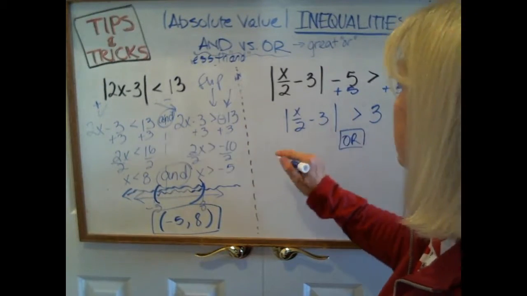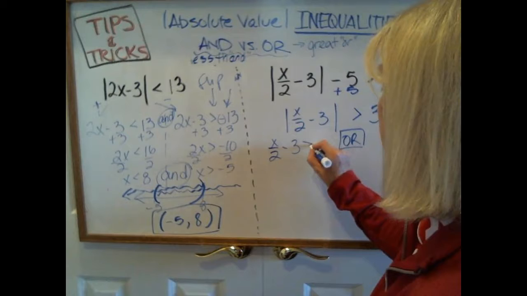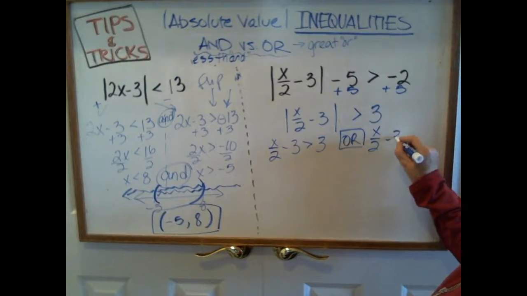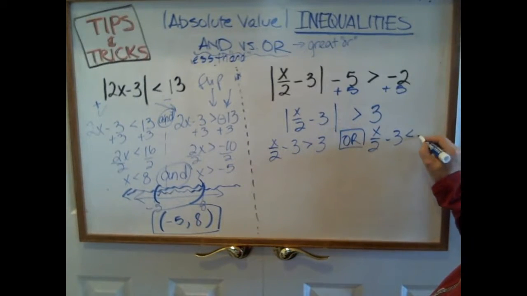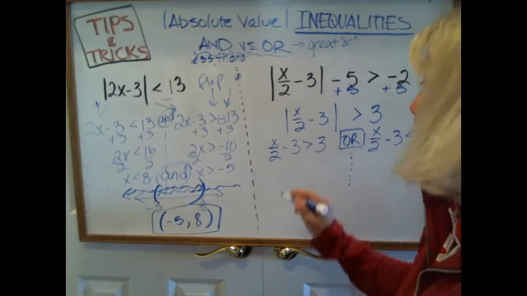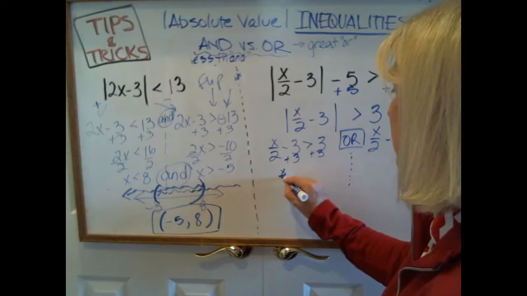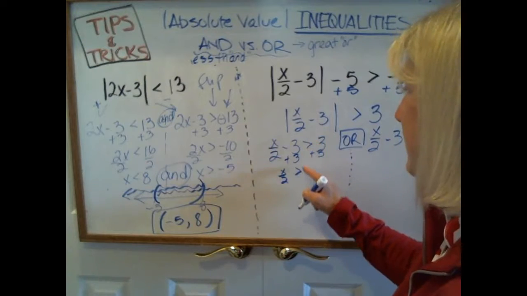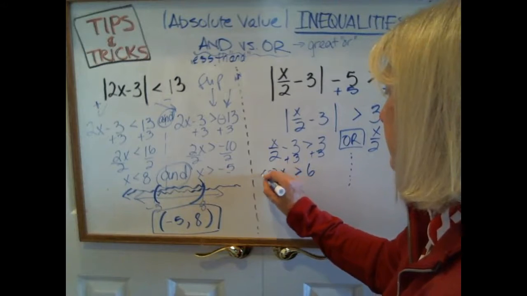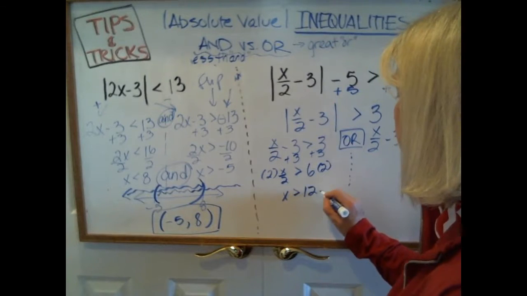And then we split it up. So we're going to have x over 2 minus 3 is greater than 3, or x over 2 minus 3 flip is less than negative 3. And we solve each one of these separately. So we're going to add 3 to both sides. So we have x over 2 is greater than, always keep that sign the same, 6. We multiply by 2 on both sides. X is greater than 12.